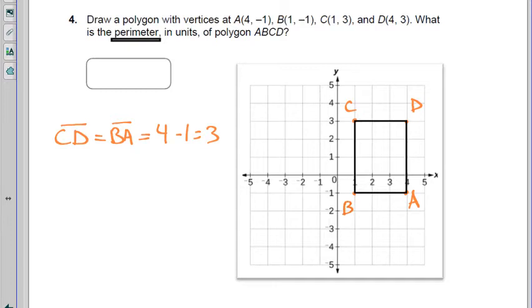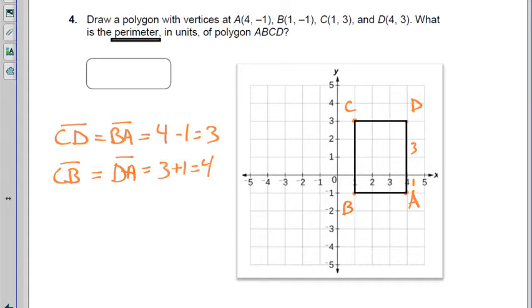And then CB, which is the same as DA, equals, they're on either side of the x-axis. So this is 3 units and this is 1 unit. So it's going to be 3 plus 1 is 4 units.